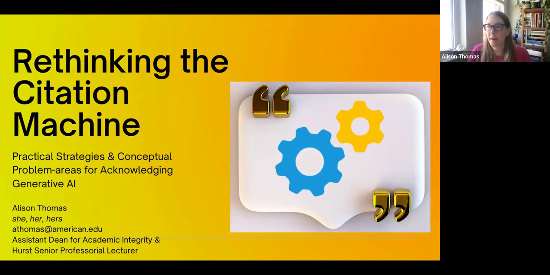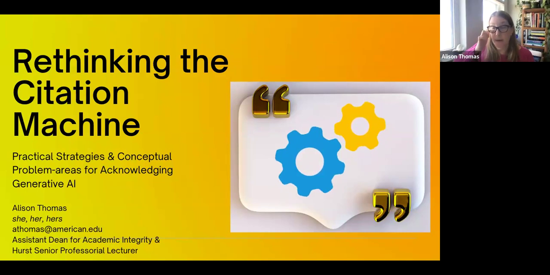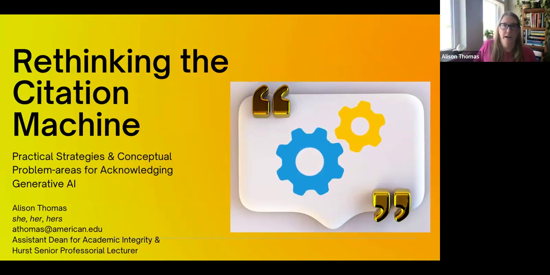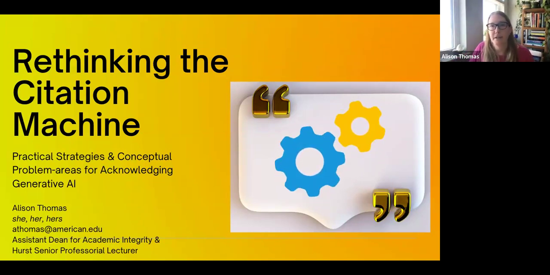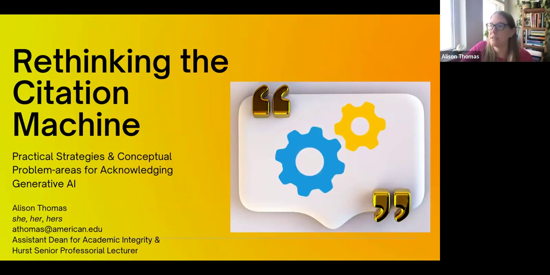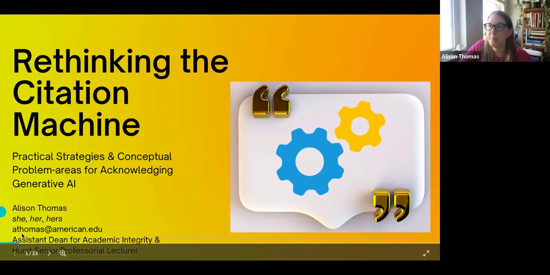But really, I was thinking about how generative AI tools have challenged the way we think about citation and what we're doing when we're actually citing things. And so in considering how to give reasonable and meaningful guidance to students, those were some of the big picture questions that I was thinking about.